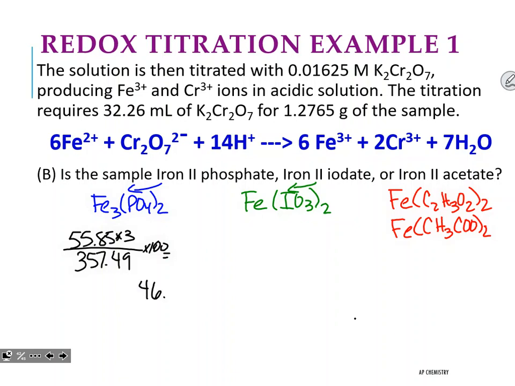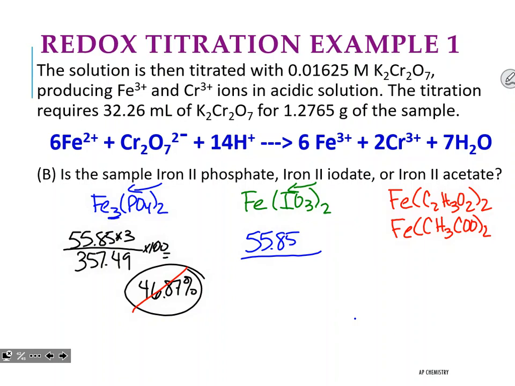This is what, 46.87%. So that's a what? No, right? Doesn't match. So it can't be that one. Let's look at the next one. So we have 55.85. Yes? How did you get to 55.85 times 2? Because there's 3 in the compound right there.